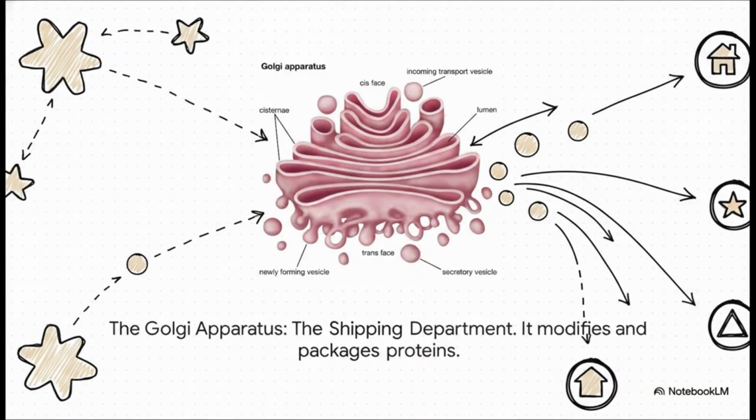All right, once our proteins are built, you can't just leave them sitting on the factory floor, right? They need to get to where they're going, and that is the job of the Golgi apparatus. This is the cell's post office or shipping department. It takes the newly built proteins, modifies them, sorts them, and packages them up to be sent out.